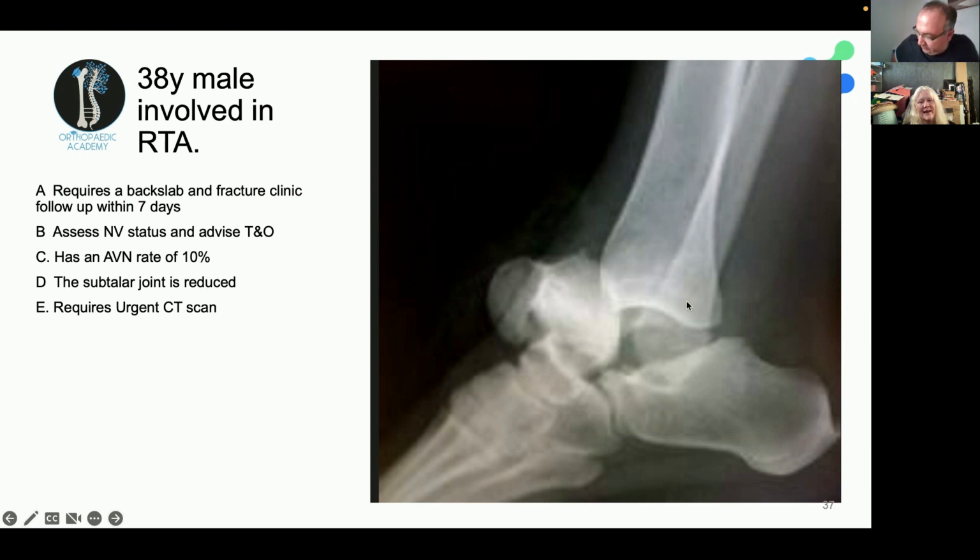So if we look at the x-rays, here's the distal tibia. Where's the talus? Oh my God, it's over here. So tibiotalar's gone. Subtalar joint has gone because it's over here. And here's a navicular. So the talonavicular joint is also disrupted. So that puts us into a Hawkins type 4, which is the worst type, which has an AVN rate of 70 to 100%.